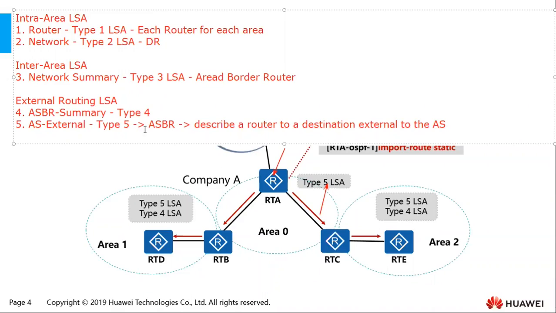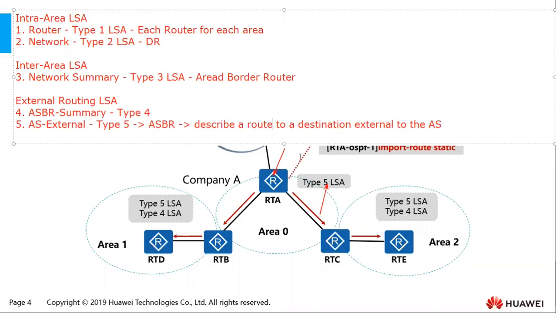So that is what we call a type 5 LSA. RTA will advertise type 5 LSAs. A type 5 LSA originates from an ASBR and is used to describe a route, not router, is used to describe a route to a destination that is outside the autonomous system.